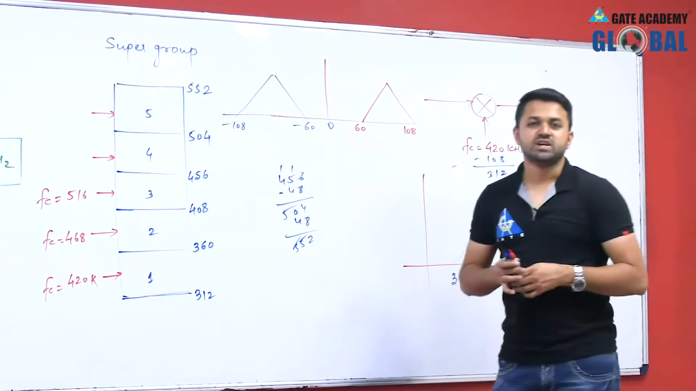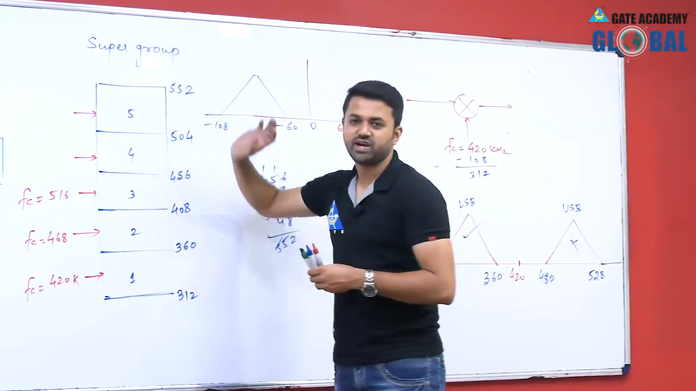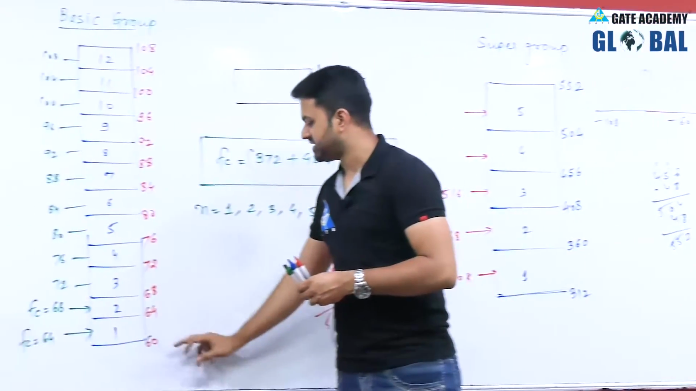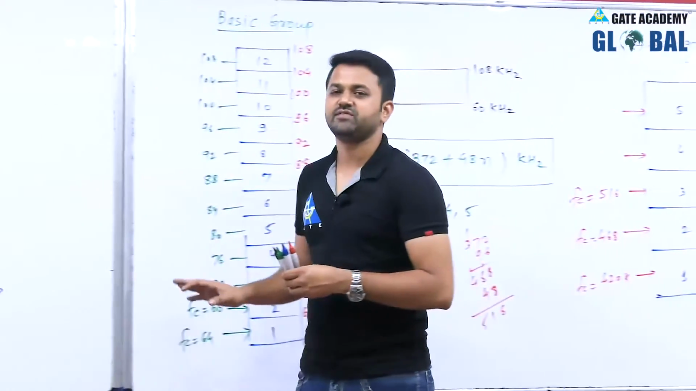If it is asked to you, what is the range of supergroup in FDM, then you can say 312 to 552 kilohertz, and if it is asked what is the range of basic group, then it is 60 to 108 kilohertz. So this is the practical aspect of FDM.